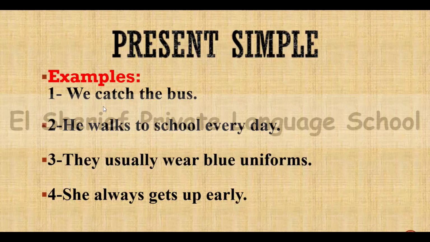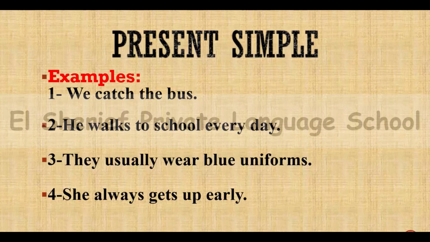Then it is followed by the verb. In the first sentence, you can see the subject we, followed by the verb catch. But in the second sentence, we started with he and followed by the verb walks. We added s. But in the first sentence, we didn't add anything. So we say, we catch the bus. And the second one, he walks to school every day.